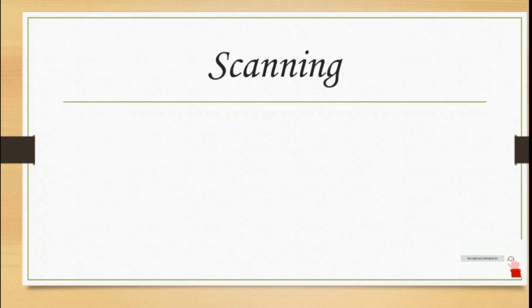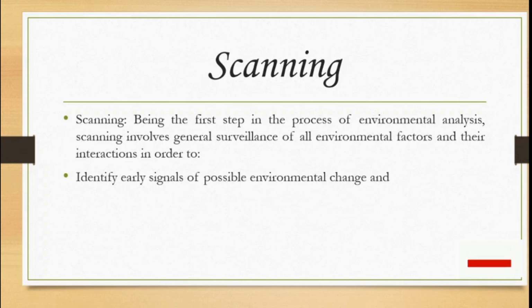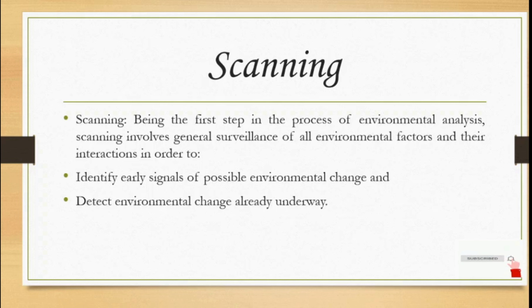First step is scanning the environment, or you can say scanning. Scanning, being the first step of the process of environmental analysis, involves general surveillance of all environmental factors and their interactions in order to identify early signals of possible environmental change and detect environmental changes that are already underway. Scanning is an ill-structured and ambiguous environmental analysis activity. The potentially relevant data for scanning are unlimited, but they are scattered, vague, and imprecise. The fundamental challenge for the analyst in scanning is therefore to make sense out of vague, ambiguous, and unconnected data.